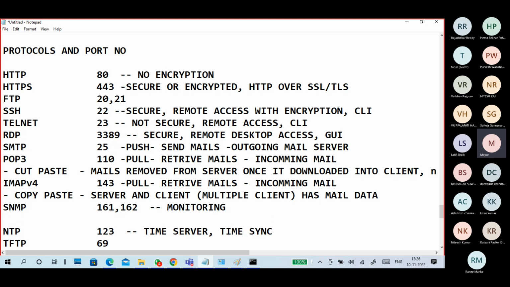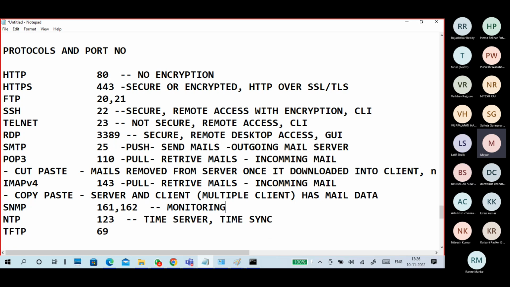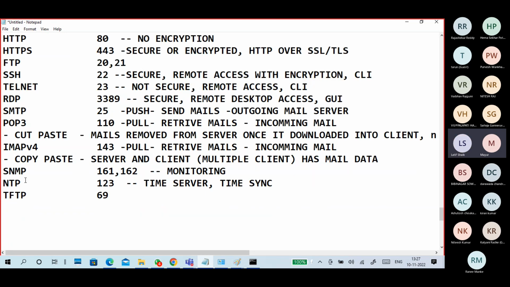One second. User is logging. One second. Okay, sorry. You're telling something.